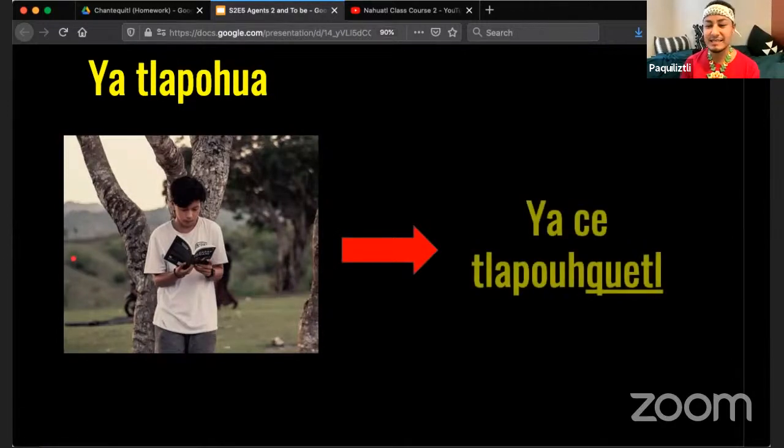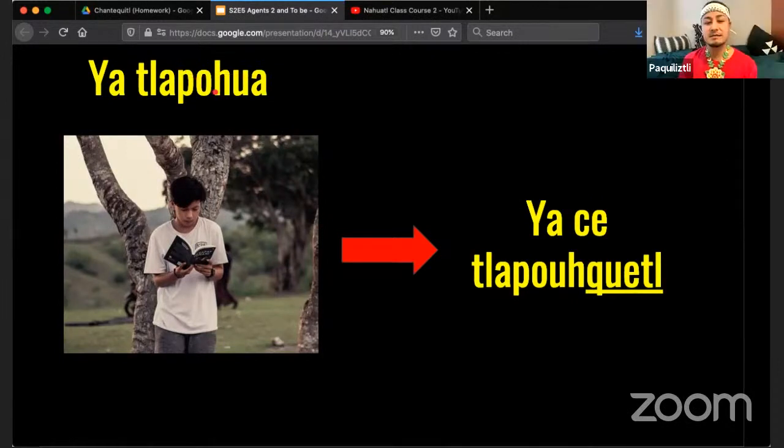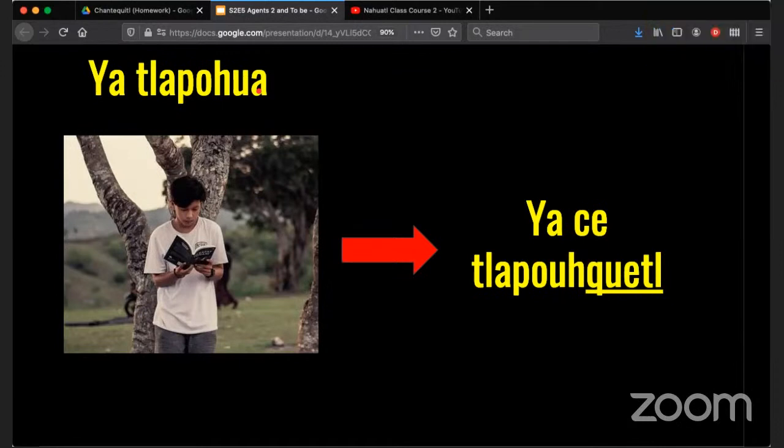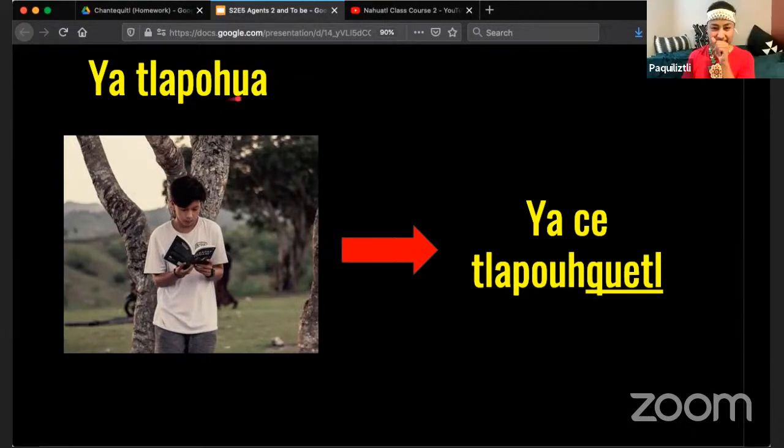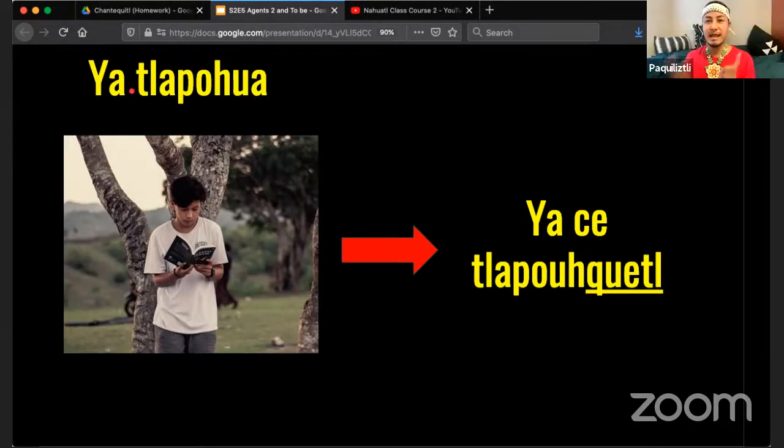Ya sé tlapoketl. This verb tlapowa, if you go look it up, is what class verb? I think it's class two, no? This one's a class two, and this class two verb ends in H-U-A. For class two verbs, first you remove the A. Then you're left with H-U. What are you going to do with the H-U? You flip them. And so tlapowa becomes tlapo.